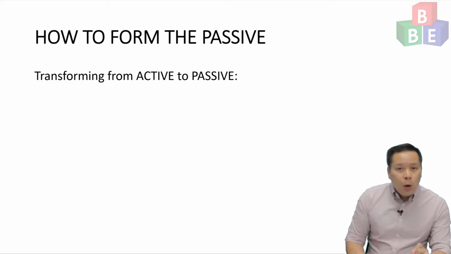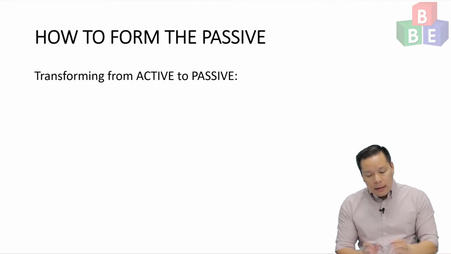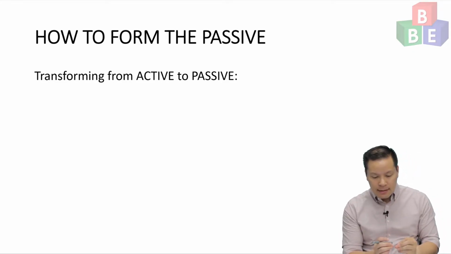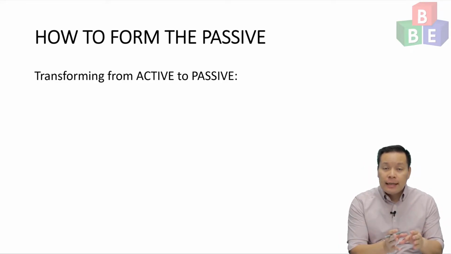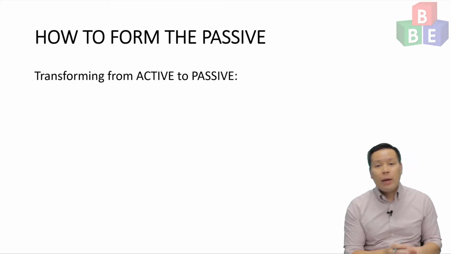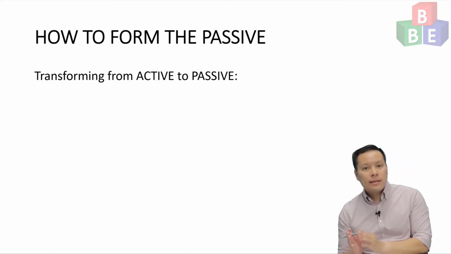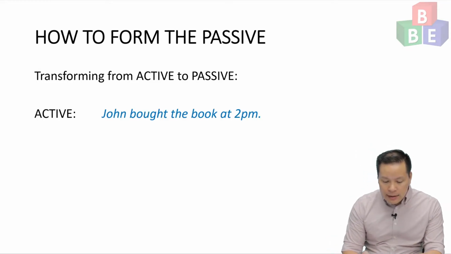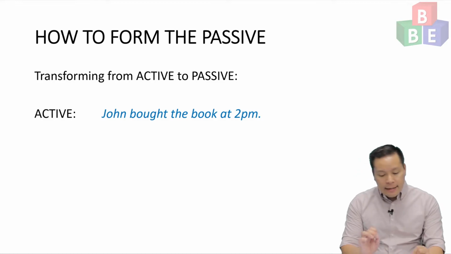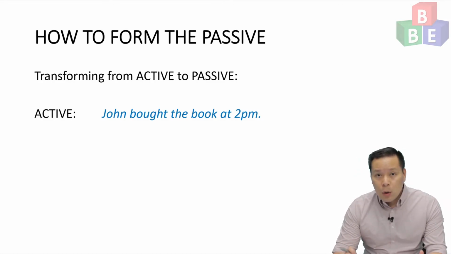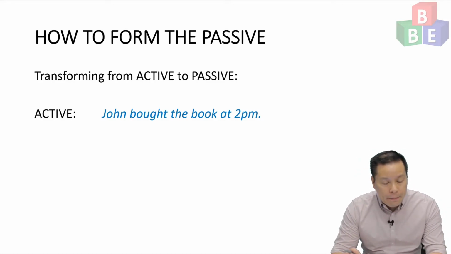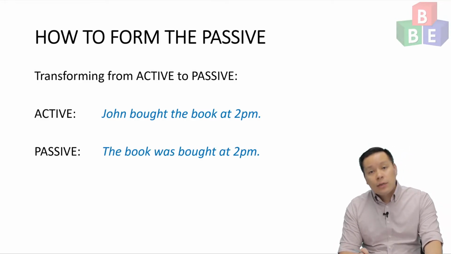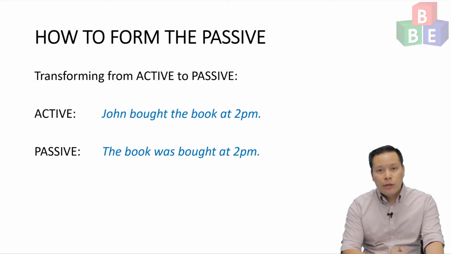So how do we form the passive? So we want to know how to transform from an active sentence, this is where the subject is the agent, to a passive sentence, where the subject is not the agent. So let's use our example sentence. In the active, John bought the book at 2 p.m. The passive of this is the book was bought at 2 p.m. How did we do this?